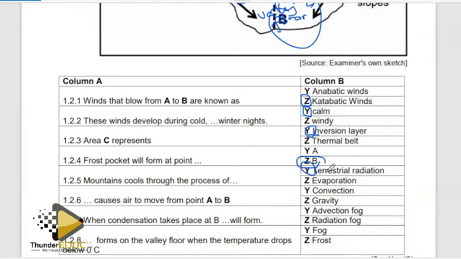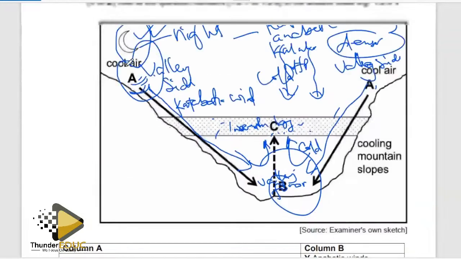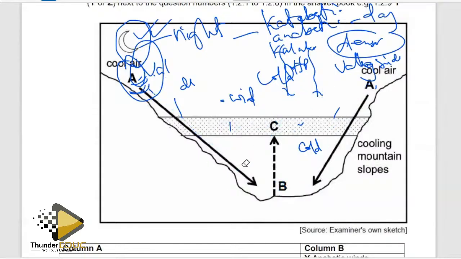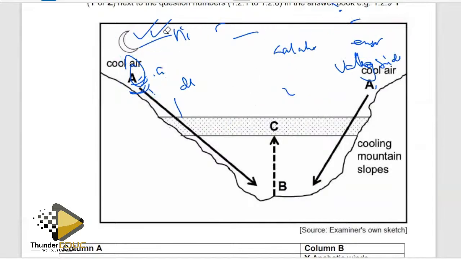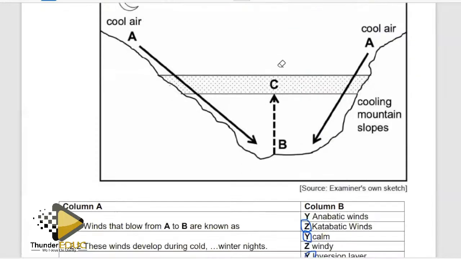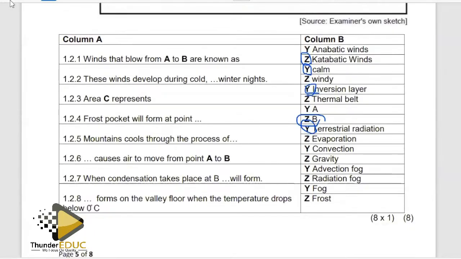Dash causes A to move from point A to B. From point A to B, what causes A to move from point A to point B? I think we have discussed that earlier on. This is caused by gravity. The air becomes denser because of the cool conditions, and as the air becomes cold, it becomes heavier and it tends to sink due to gravitational force. So it's because of gravity. That is why the air will have to move from point A to point B. It's because of gravity. Right.